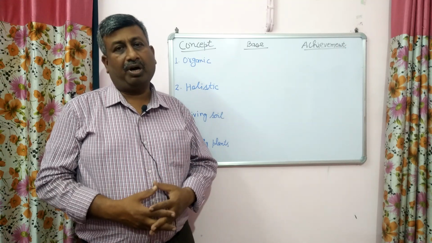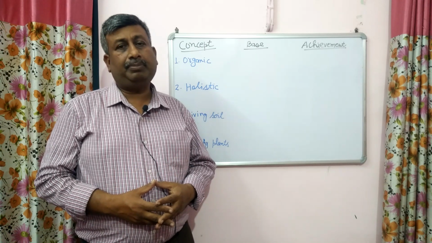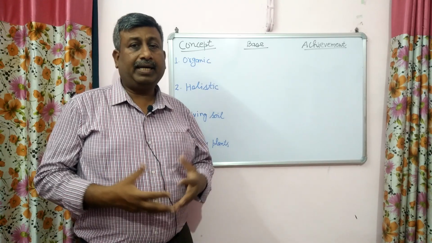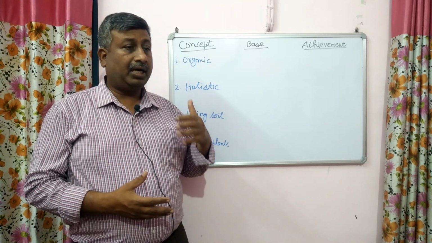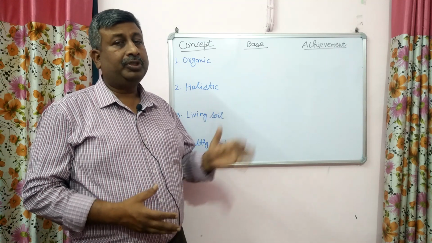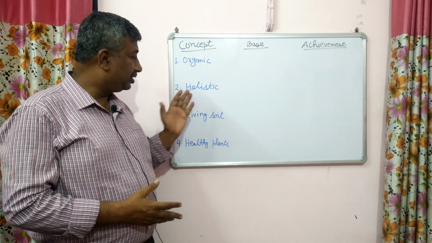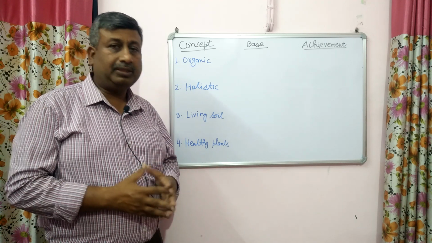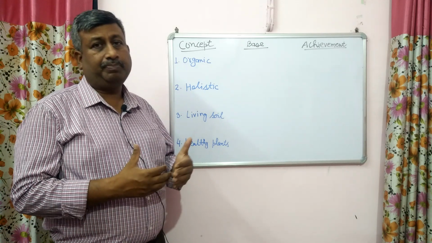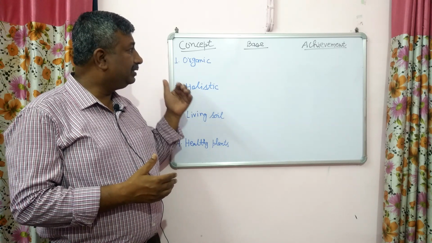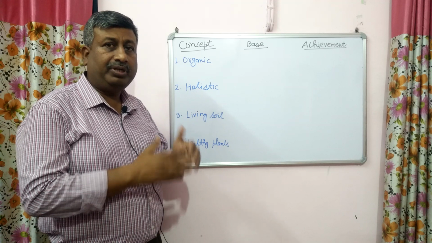So this is concept-based farming. First of all, we should think about what the concepts are, what the basis behind each concept is, and what the achievement is, how we can achieve it if we are adopting organic farming. These concepts can be categorized in four groups: organic concept, holistic concept, living soil concept, and healthy plant concept. So these are the four concepts of organic farming. But what are these concepts? What is the basis behind them? And what is the attainment, the achievement, the output of these concepts? We'll discuss here.